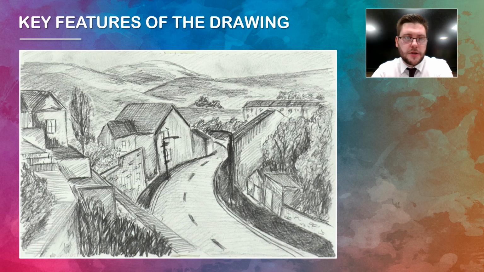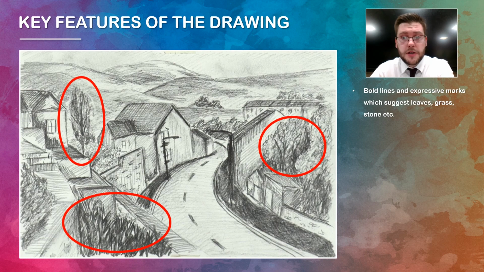To add to your success criteria, I've analysed my own drawing and I've pointed out some of the key features, so we'll go through those now. Firstly, I've used bold lines and expressive marks which suggest the leaves or the grass or the stone or the different textures that you can see.